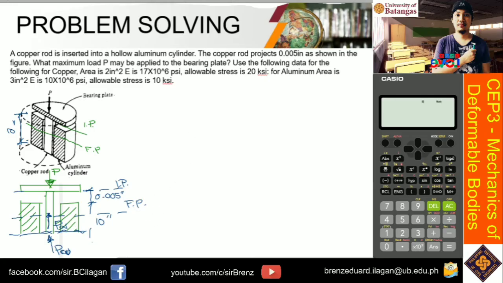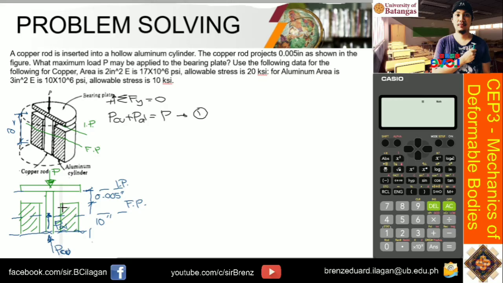Again, if you're going to apply the equilibrium equation, when we take summation of forces in y equals to 0, assuming upward forces as positive, so what will be the equation? So we will have P copper plus P of aluminum equals P. So I will name this as my equation number 1. So saan manggagaling yung sunod na equation? So gaya ng ginagawa natin before, that will come from the relation of their deformation.